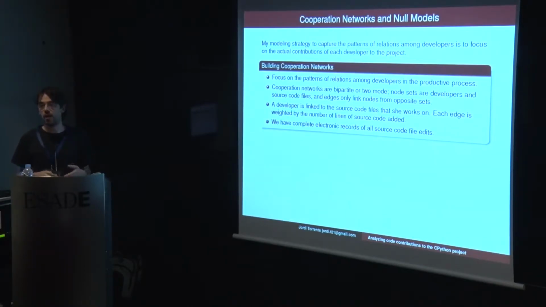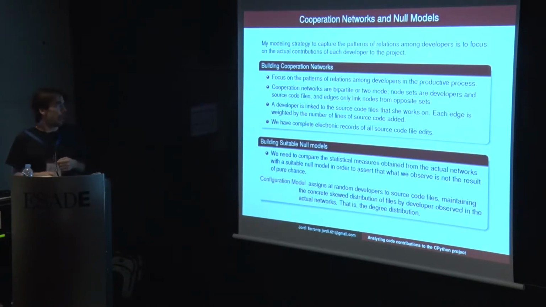And to model this information as a network, I built what I call a cooperation network, which is basically a bipartite network in which we have two kinds of nodes. On one side we have developers, and on the other side we have source code files. Then for each year I add links between developers and source code files if that developer added code to that source code file. And because we have complete electronic records, we can look at the evolution from 1999 until now.